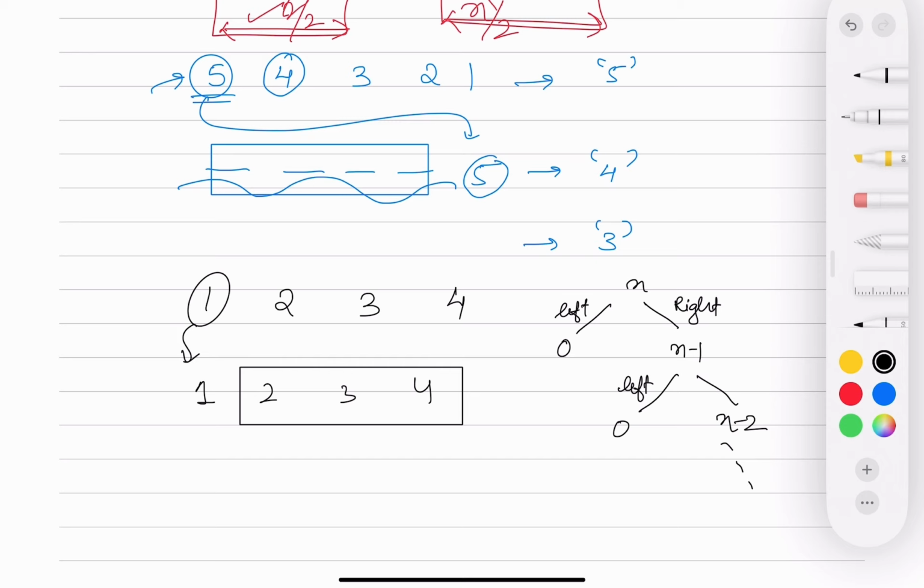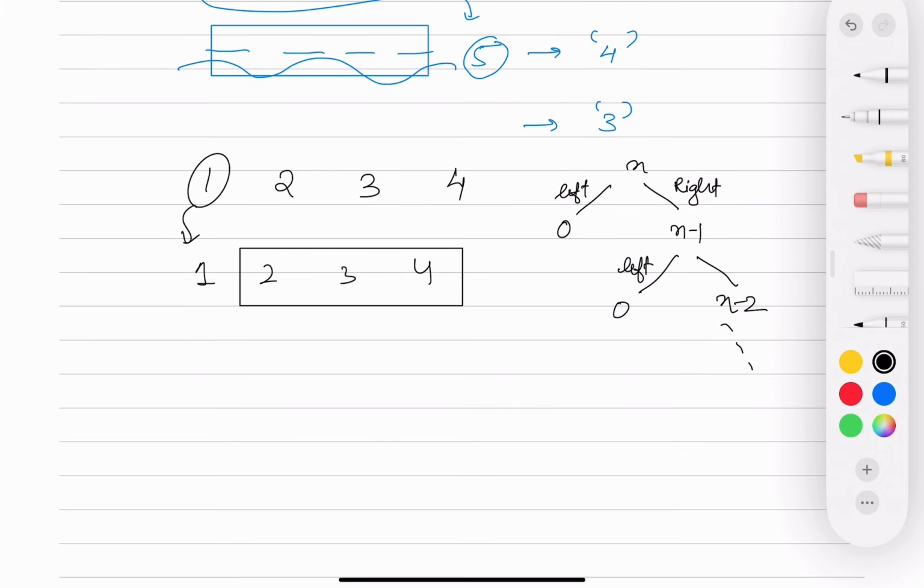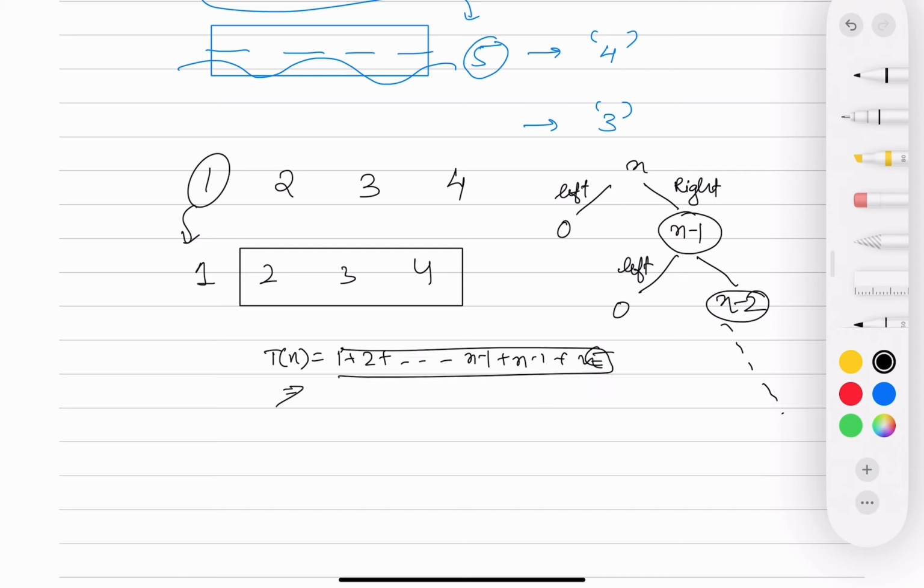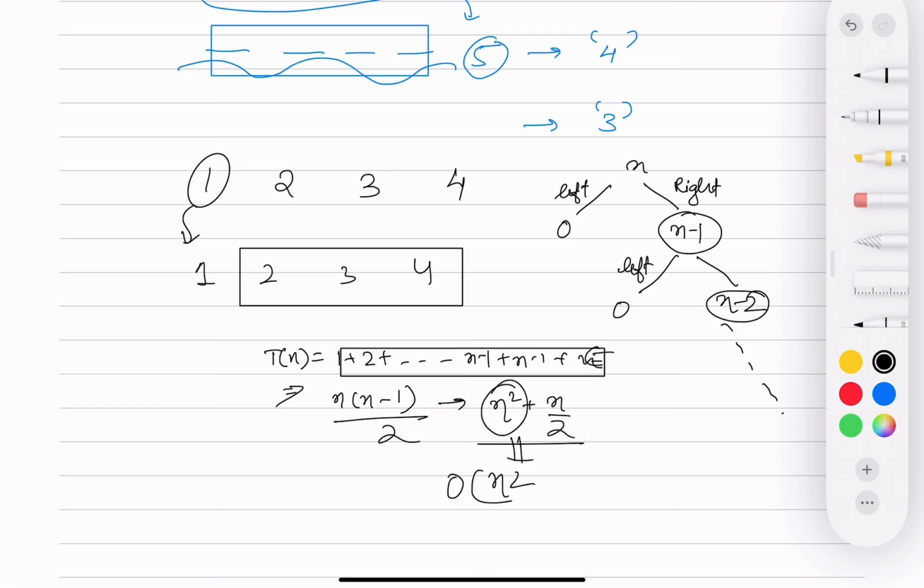So you can derive from this also that it is taking n minus 1, n minus 2, and so on. So T of n, the time complexity, will be 1 plus 2 plus so on up to n minus 2 plus n minus 1 plus n, which is nothing but n into n minus 1 by 2, that is (n square plus n) by 2. Asymptotically, this is the dominant function, so n square is the time complexity. Correct.